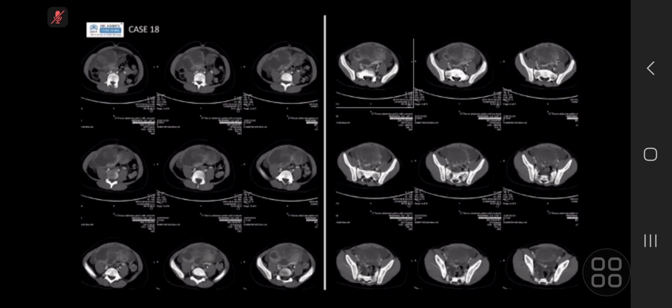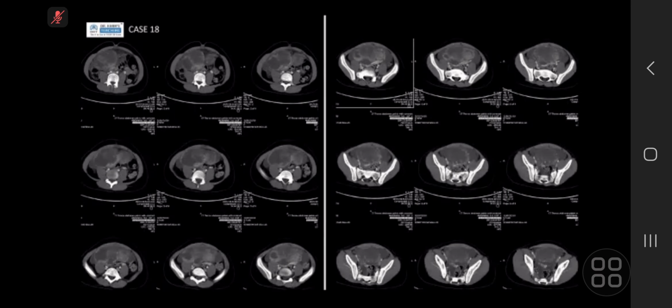And the lesion is seen to displace the adjacent bowel loops. May I know the age and gender of the patient? Yeah, so it's a 15-year-old girl with increasing abdominal distension. These are heterogeneously enhancing abdominal pelvic lesions extending from the pelvis into the abdomen.